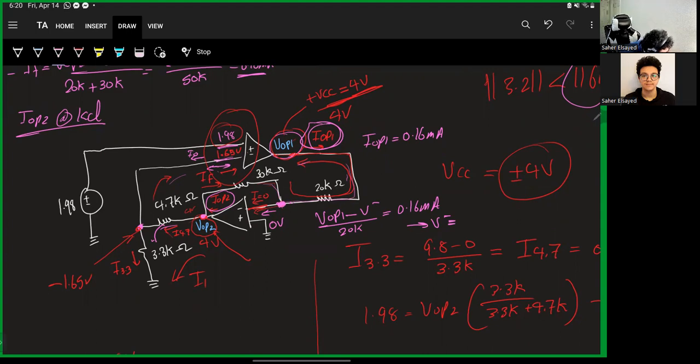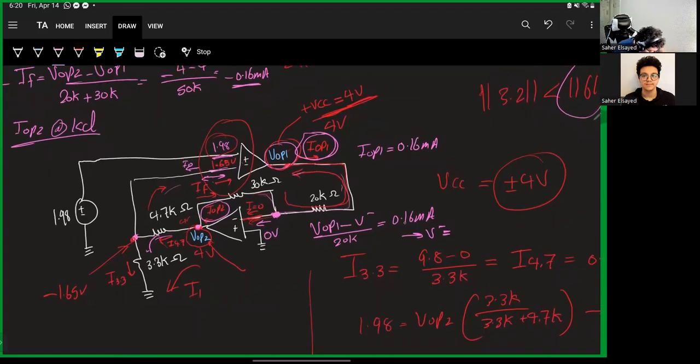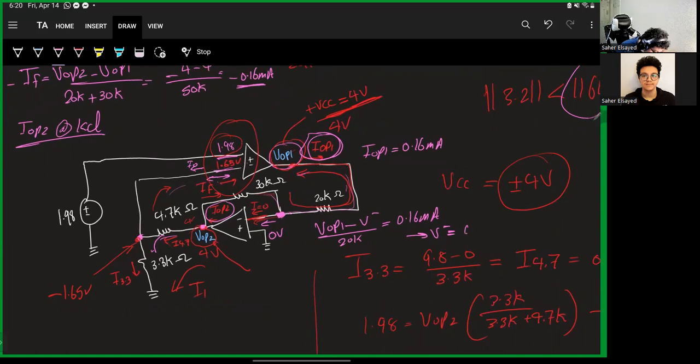Let me get the calculation. You get V minus to be equal to what? Wait, 20k times V minus, what is V minus? V minus to be 0.8 volt.